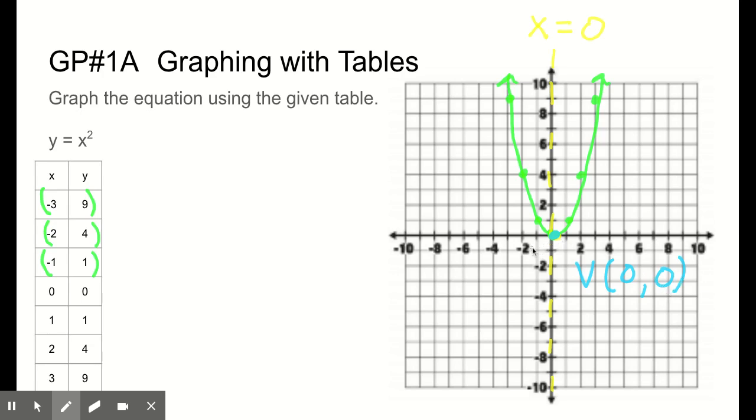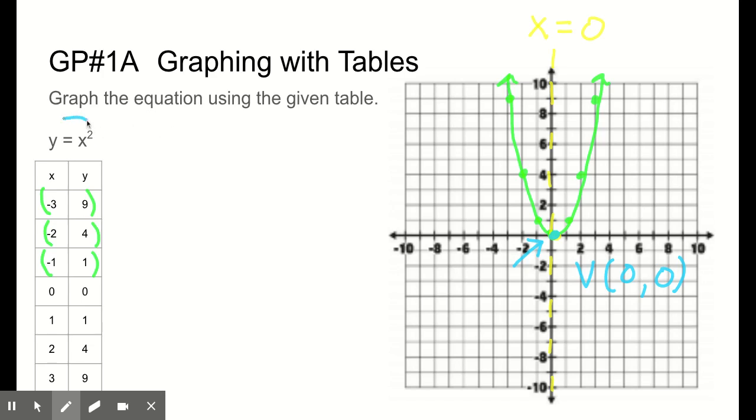And notice that that point is also the x-intercept. So here's our x-axis, and that's where our graph is crossing the x-axis. Notice that that point is also our y-intercept. Here's our y-intercept, and that is the point where our graph intersects the y-axis. So for this function, that point represents a whole lot of different things.